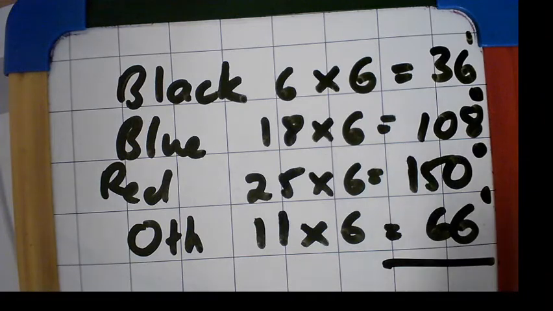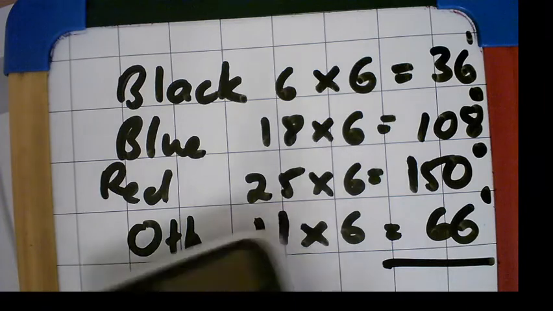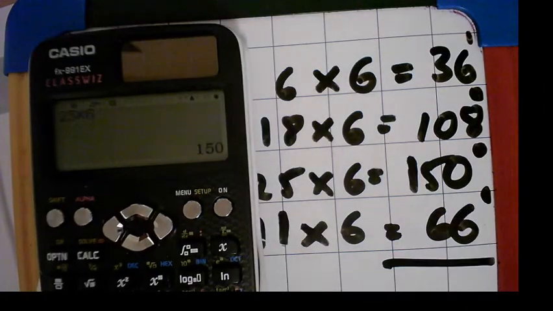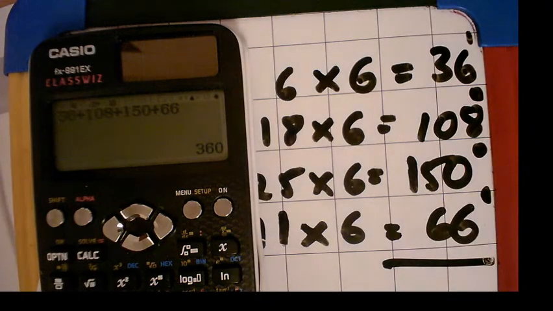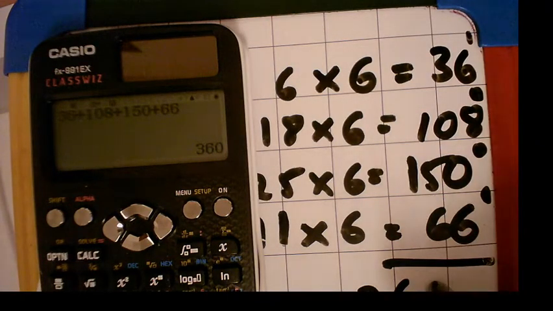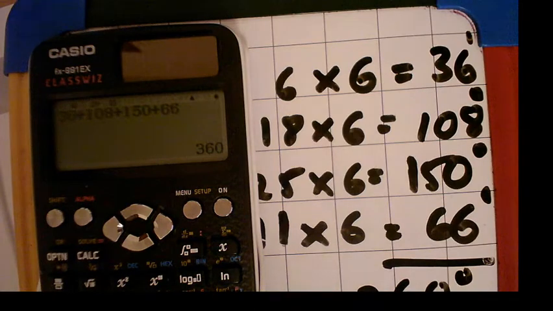Now before I start sketching it, it's always a good idea to check you haven't been silly and made a mistake. How I do this is by taking my calculator and adding these numbers up. Remember, we're after 360 because there are 360 degrees round a point. So 36 plus 108 plus 150 plus 66 gives me 360. So I haven't been silly. My numbers do work. And now I can go about drawing my pie chart.